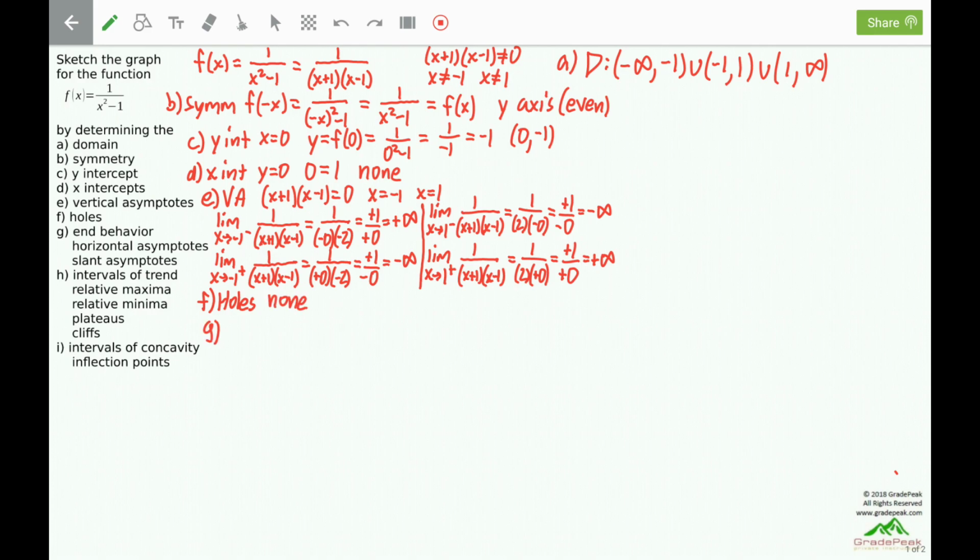For part G, we want to determine the end behavior, horizontal asymptotes or slant asymptotes. F of x has a numerator and denominator. The numerator is a constant, and the highest power term in the denominator is a power of 2. In the numerator, a constant is considered a power of 0. So the denominator has a higher power than the numerator, which means that it will have a horizontal asymptote of y equals 0.